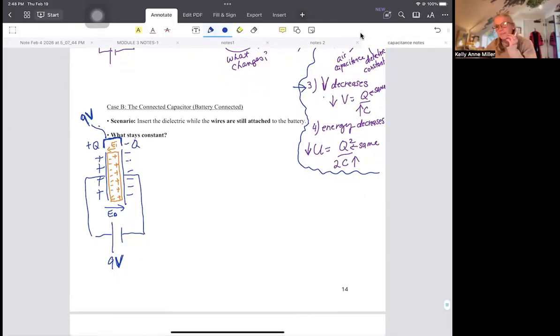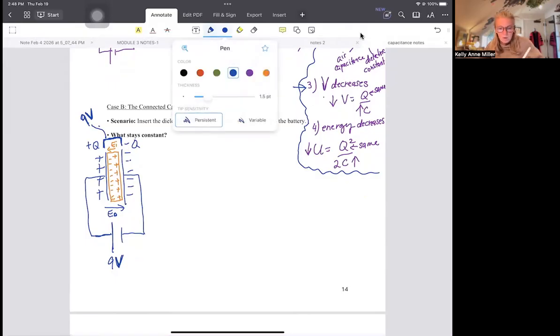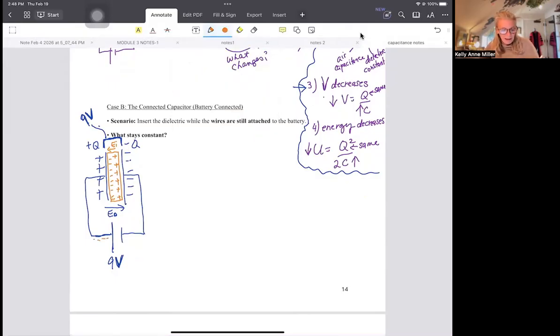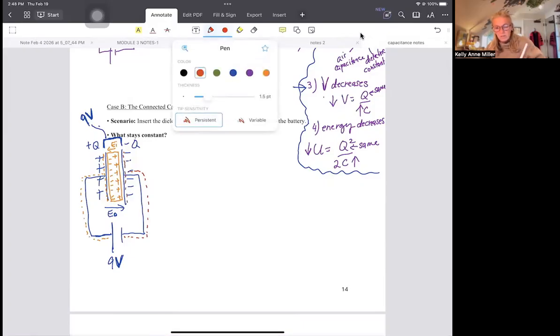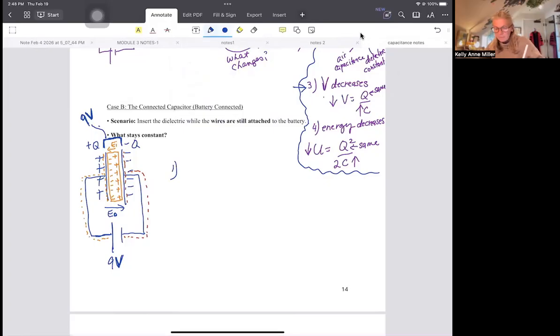Remember, we said at the beginning when we were talking about circuits and capacitors, once the plates are charged up, this whole path is an equipotential line, including the plate. That equipotential line is held at 9 volts, and the other side is an equipotential line held at 0 volts. So nothing can change that. So in terms of our list of what's happening here, the voltage stays the same.